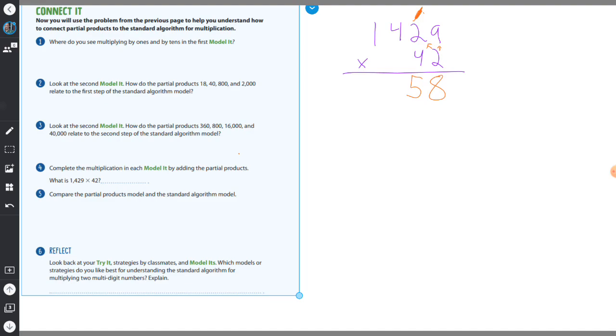Next, we have to multiply 2 times 4, this guy over here. Let's see if we can draw a better arrow this time. That's not better. That's better. All right. 2 times 4 is? 800.